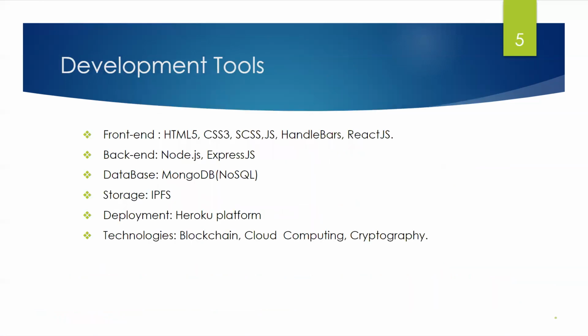Coming towards the development tools, for the front end, we made use of HTML5, CSS3, SCSS, JavaScript, handlebars, and React.js. In the backend, we've made use of Node.js and Express.js. We've made use of MongoDB as a NoSQL database. For storage of blocks of the blockchain, we are making use of IPFS, which also enhances the decentralization of the model. We are making use of Heroku platform for deployment of the entire model. And we have integrated technologies like blockchain, cloud computing, and cryptographic algorithms.